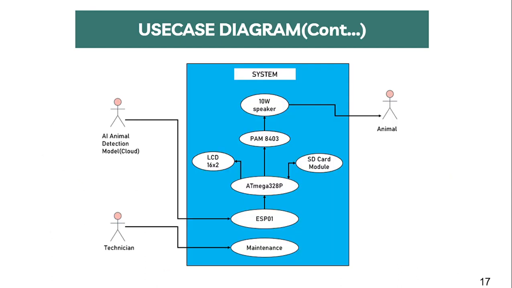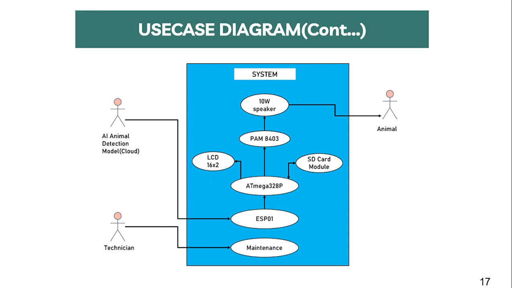This is our use case diagram for our system. Here also we need a technician for maintenance of the system. The AI model detects the animal by using the images taken from the web server, identifies the animal successfully and sends the data to the ESP01 module. Then the ESP01 module sends it to the Atmega 328P. We are using the ESP01 module here because the Atmega 328P does not have its own Wi-Fi capabilities. As a result, we should be using a Wi-Fi shield here. We will be using the ESP01 as the Wi-Fi shield, which will be communicating with the Atmega 328P using the software serial library. Basically, UART communication.